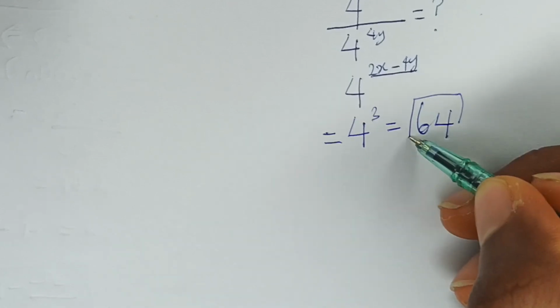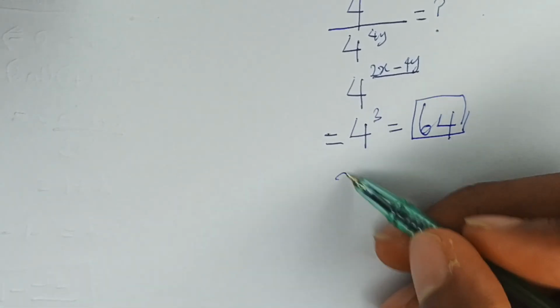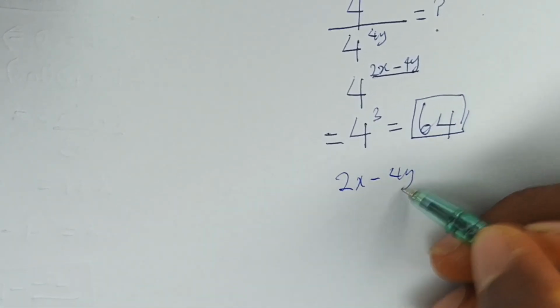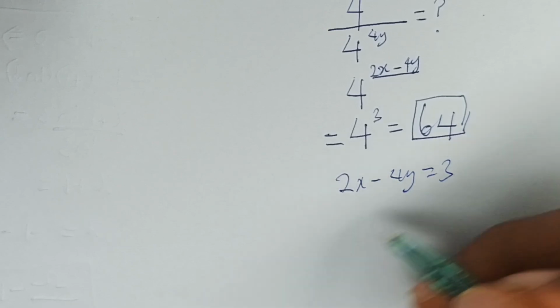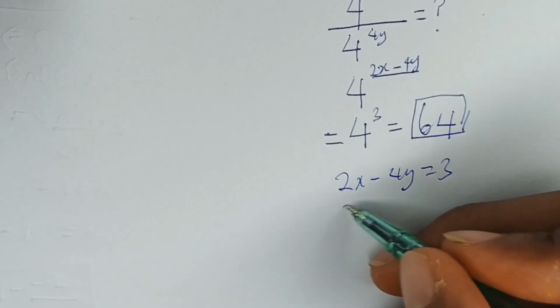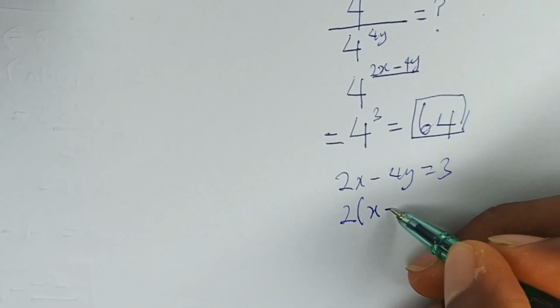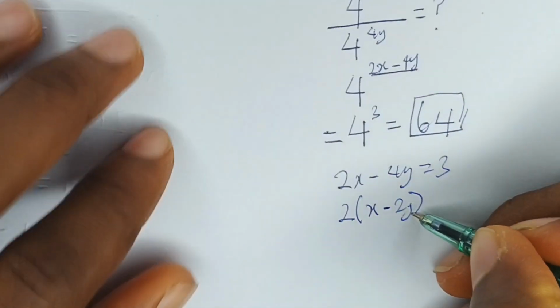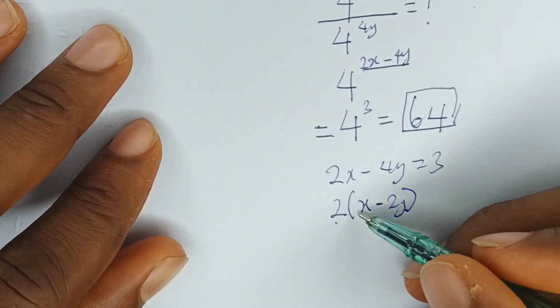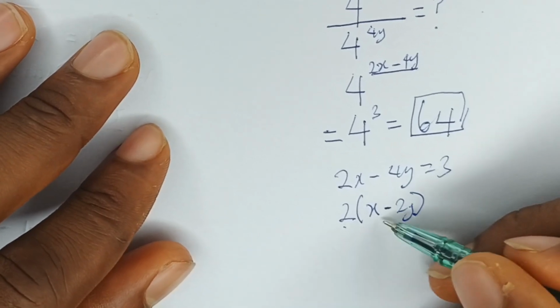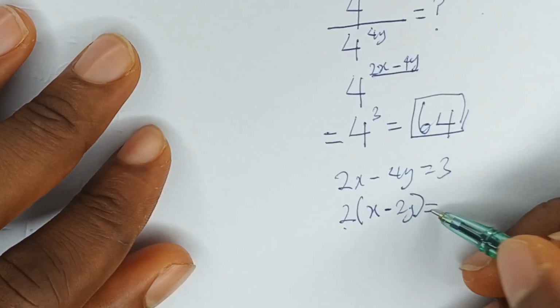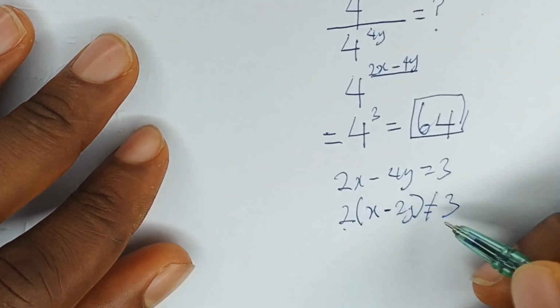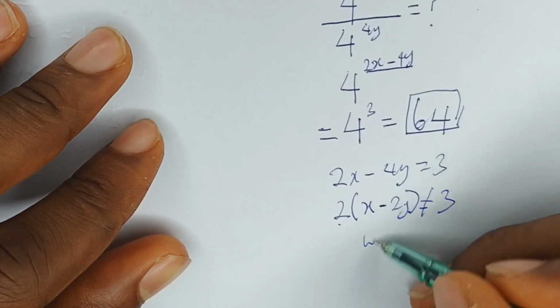But now recall that the equation says 2x minus 4y is equal to 3. If you factorize this, it gives you 2 multiplied by (x minus 2y). And 2 multiplying something like this cannot give us an odd number. So that's what makes this question wrong.